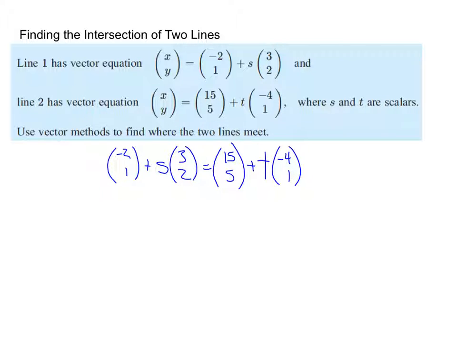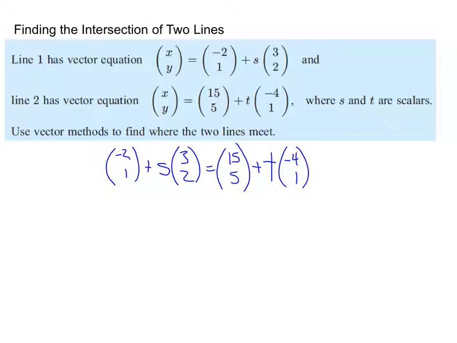Okay? Here we have two lines. We have the vector equation xy equals negative 2, 1 plus s times 3, 2. And line 2 has the equation xy equals 15, 5 plus t times negative 4, 1. Now, these two equations are two different lines. In order to be in the same location, their positions have to be equal. So the intersection point where the lines meet is going to be where this equation equals this equation.